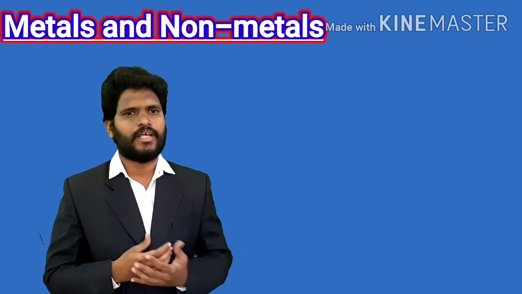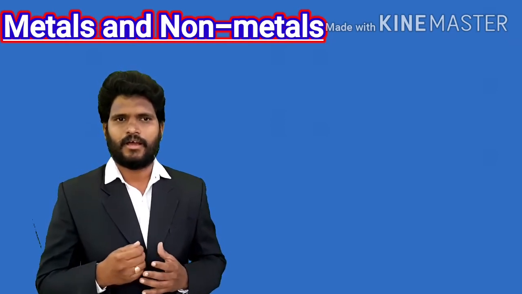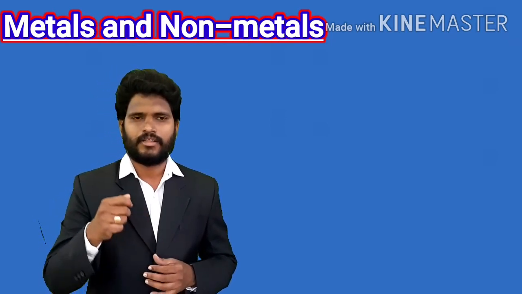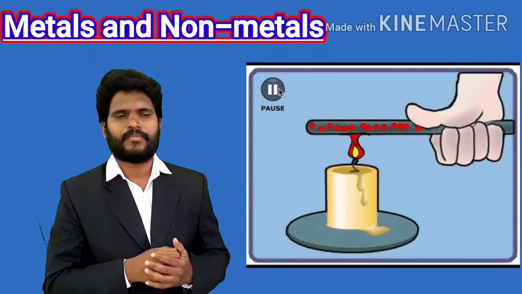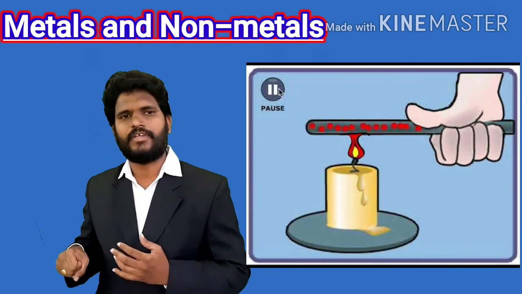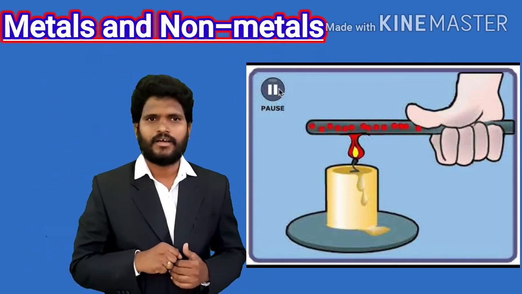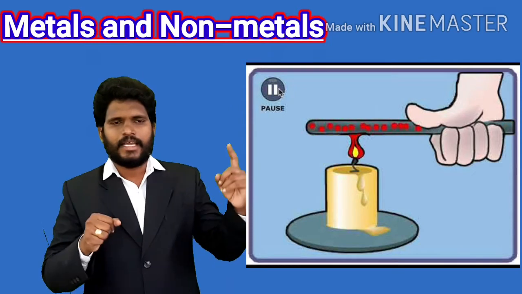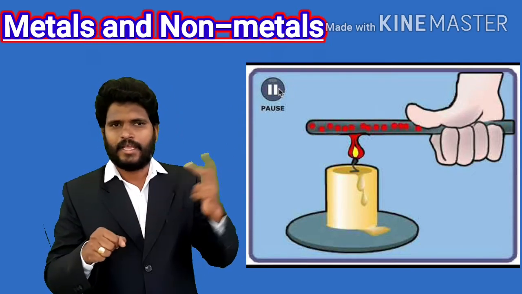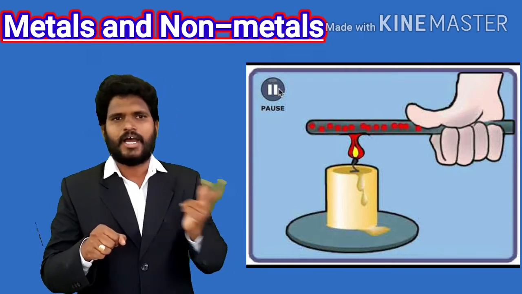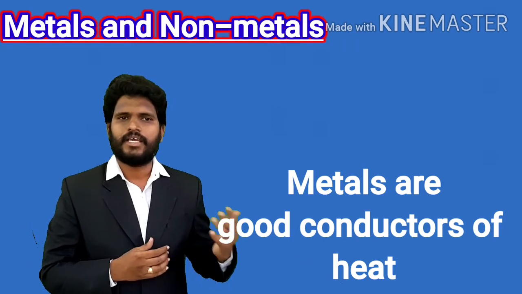In our day-to-day life also we can observe that. If you keep an iron rod on a burning stove, after some time if you hold the other end of the iron rod, you feel hot. That means what is happening? The heat energy is passing from one end to another end. That means metal is a good conductor of heat.